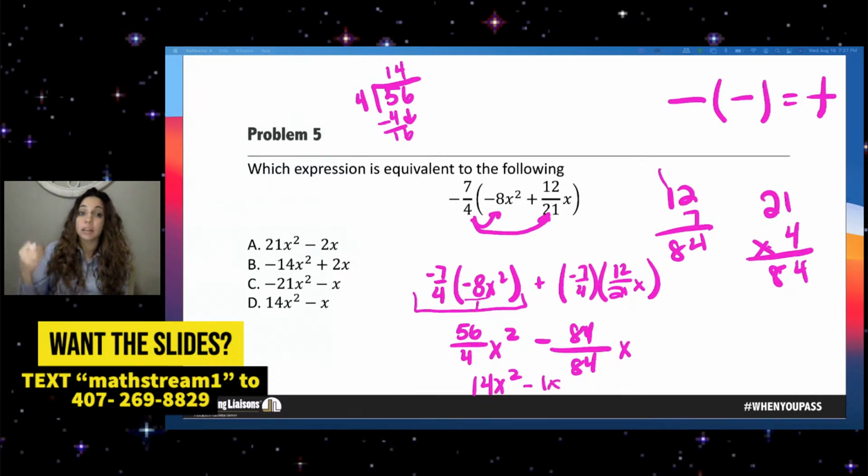That is a question I get a lot on our Facebook page. Why is there no 1? Why is there a 1? The 1 is not necessary in front of a coefficient. So I can actually eliminate the 1 and it can just be an x because it's an imaginary 1. So the answer is going to go ahead and be D. 14x squared minus x. Just that simple.